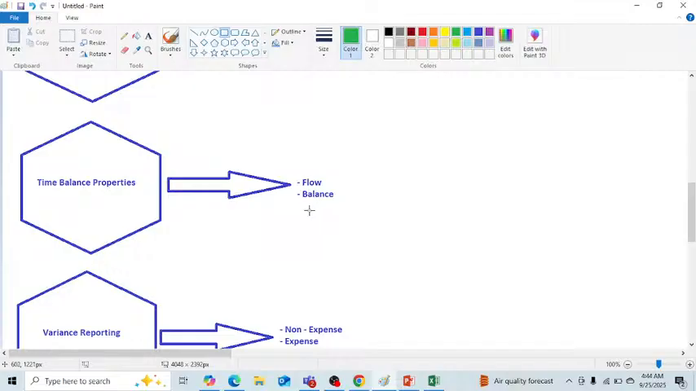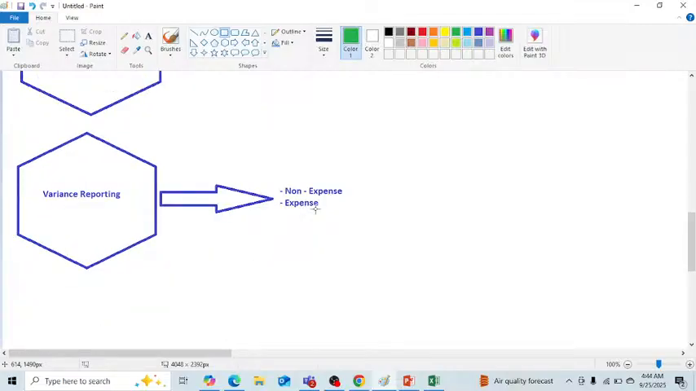Another thing that we have is variance reporting. This property tells PBS how to calculate the variance between two scenarios like budget and actuals. For an expense, we subtract the budgeted amount from the actual amount, actual minus budget. For a non-expense we subtract the actual amount from the budget amount, budget minus actual. So here I can mention it.